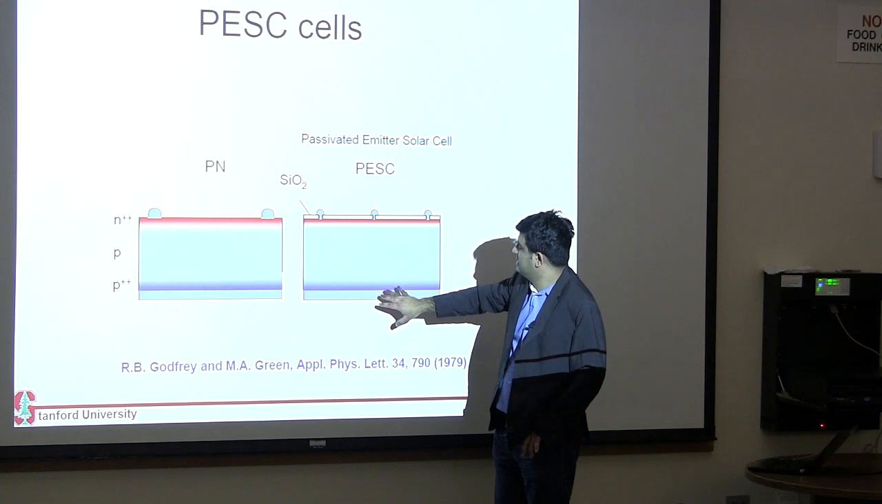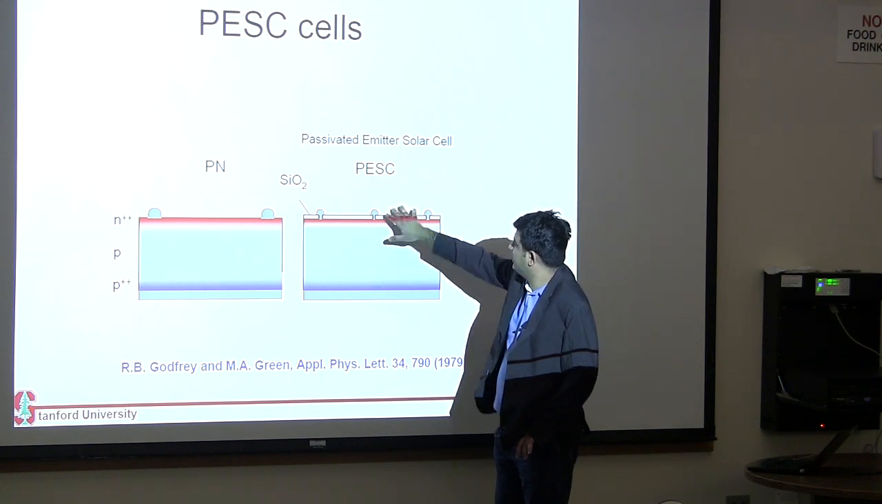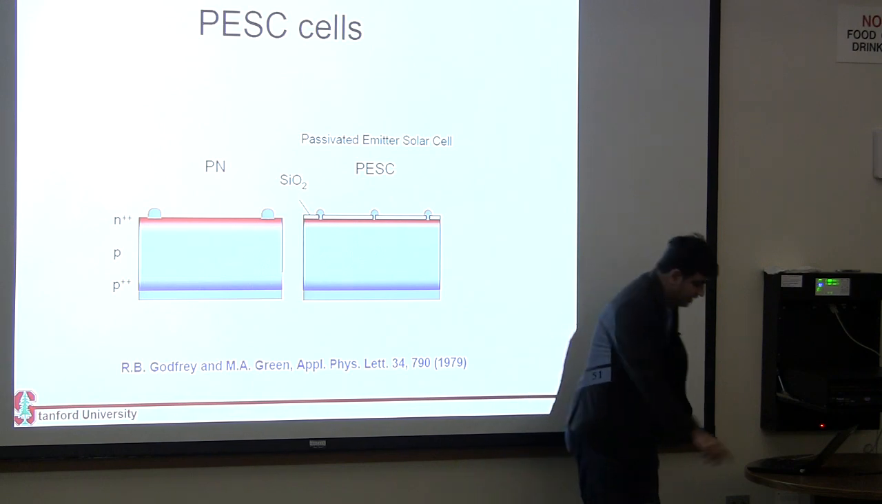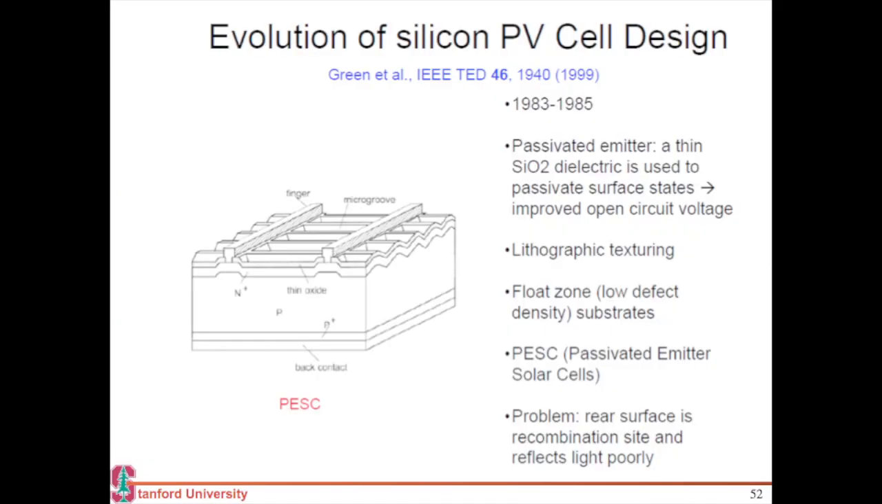So first we passivated the collector. The next thing they figured out was to passivate the emitter surface. And this again happened in the mid 80s, and this is called the passivated. Both emitter and collector are now passivated, and also you can see people are now starting to use this texturing. That is, they're trying to texture this cell.